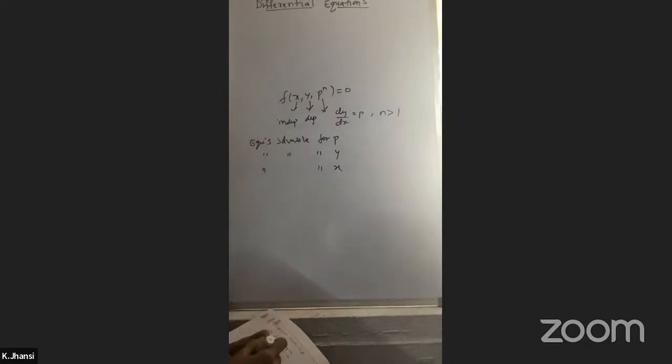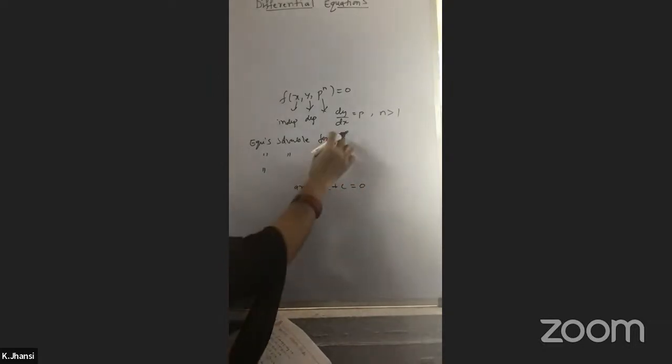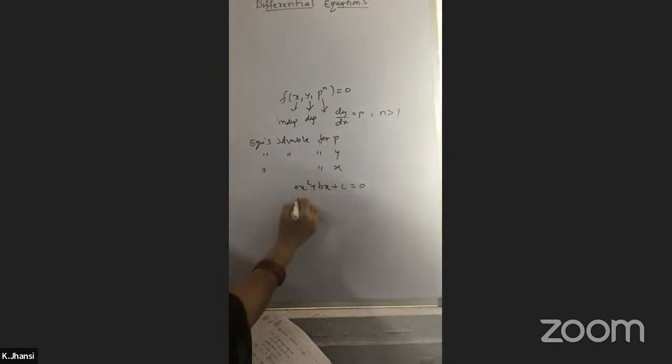Okay, the algebraic expression will be of the form ax square plus bx plus c equals 0. Here our main term is p, so you may have p square x plus p y plus c equals some constant value. So it will be in the form of an algebraic expression, and then you have to factorize that.